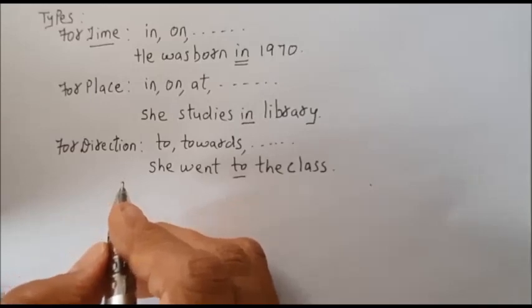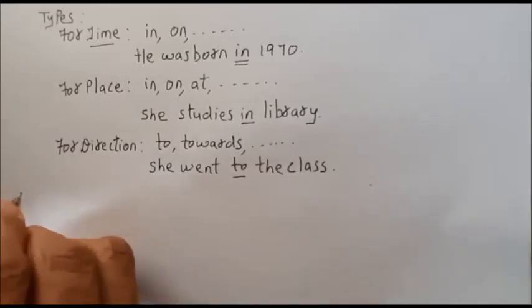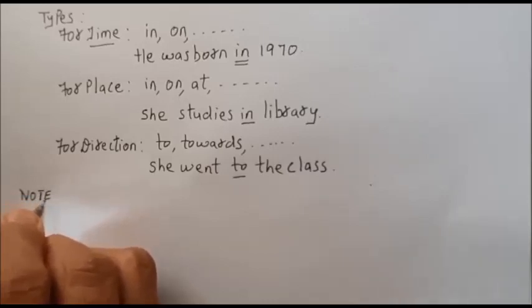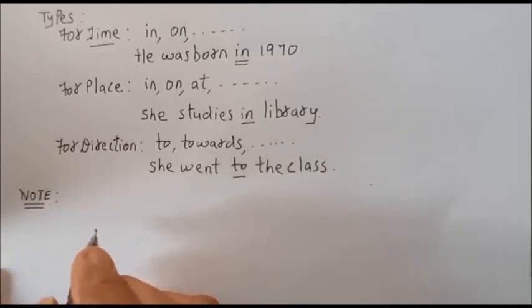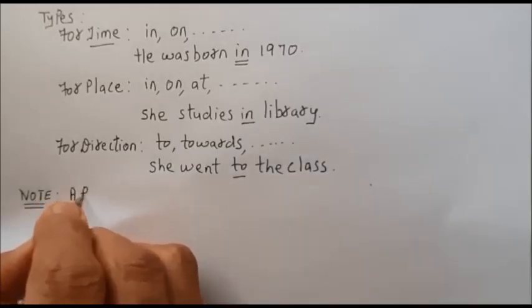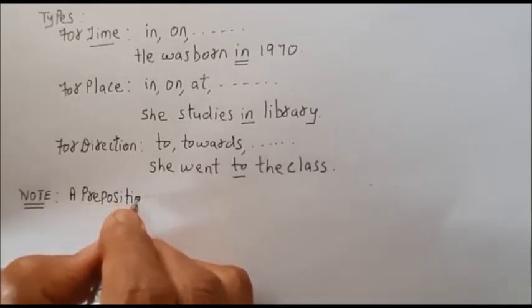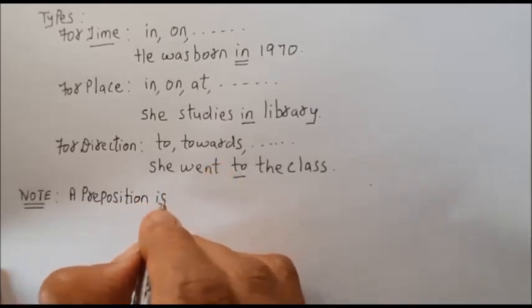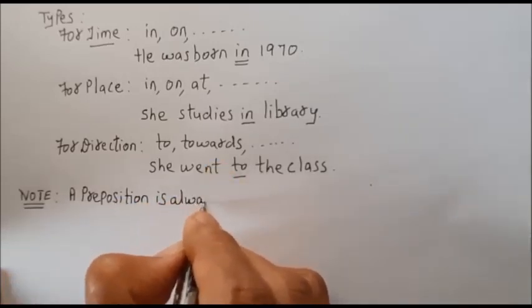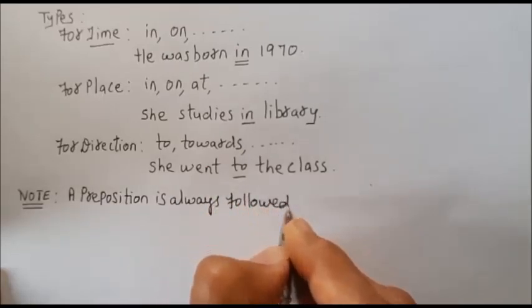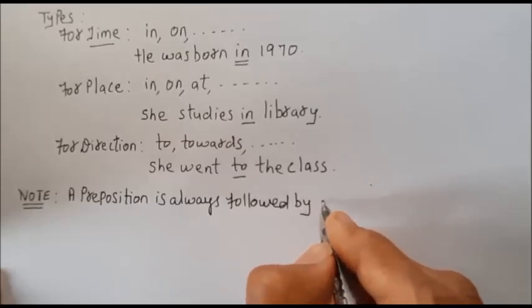Now a very important part that you will have to remember is, I am putting it down over here as a note, which is going to be very, very important. You will have to remember it. That is, a preposition is always followed by a noun.